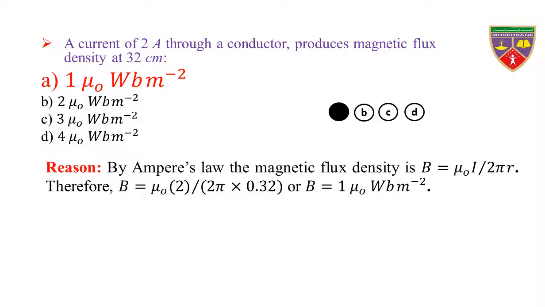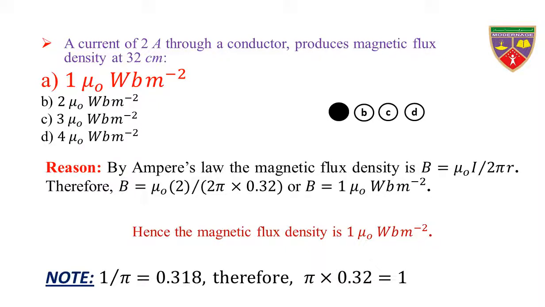Reason: by Ampere's law, the magnetic flux density is B equal to mu naught I divided by 2 pi r. Therefore, B is equal to mu naught into 2 divided by 2 pi into 0.32, because 32 centimeter is equal to 0.32 meter, or B is equal to 1 mu naught Weber per square meter. Hence, the magnetic flux density is 1 mu naught Weber per square meter. Note: 1 by pi is equal to 0.318. Therefore, pi into 0.32 is equal to 1.